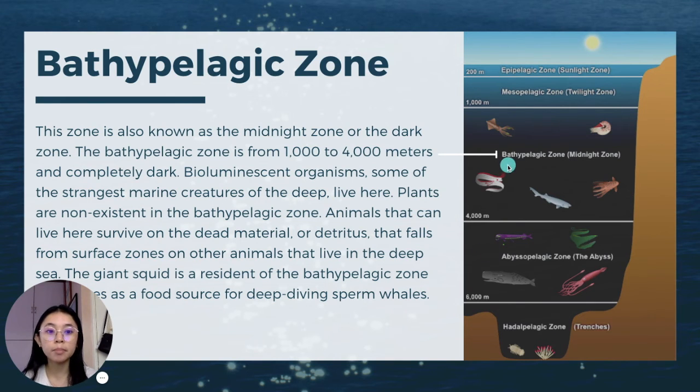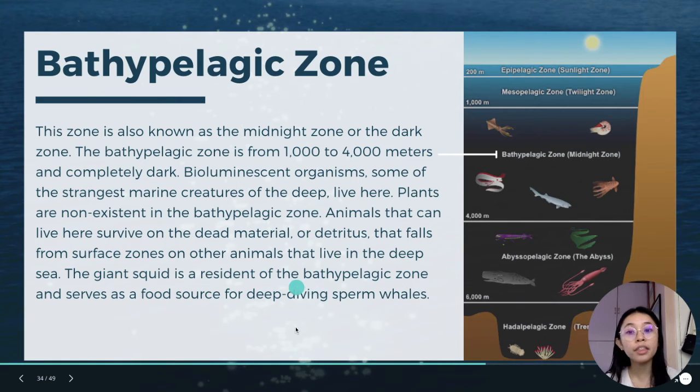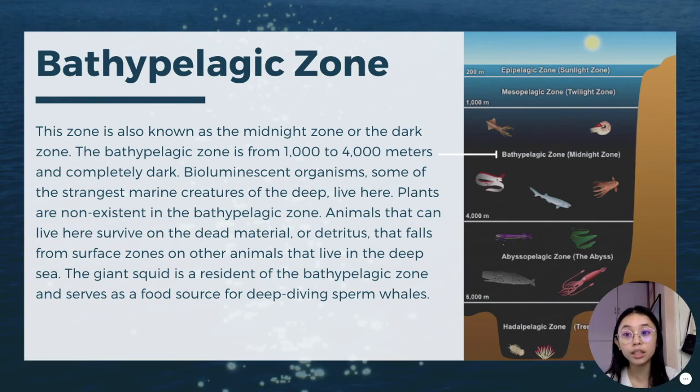So this is the bathypelagic zone. This is also known as the midnight zone or the dark zone. So the bathypelagic zone is from 1,000 to 4,000 meters and completely dark. Bioluminescent organisms, some of the strangest marine creatures of the deep, live here. Plants are non-existent in this zone.